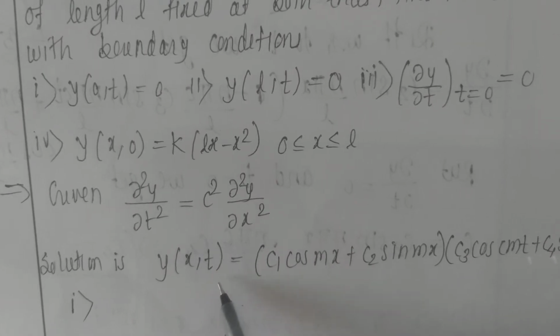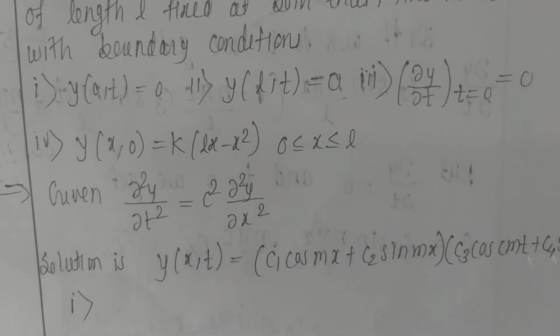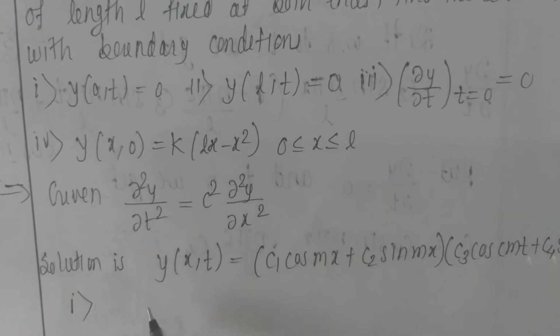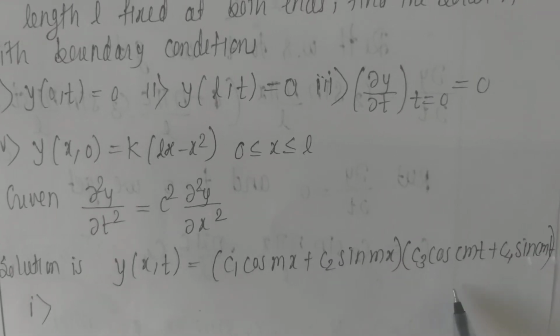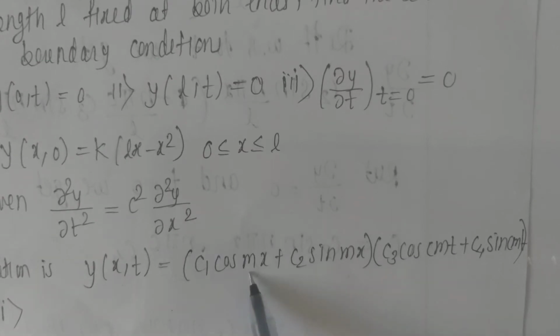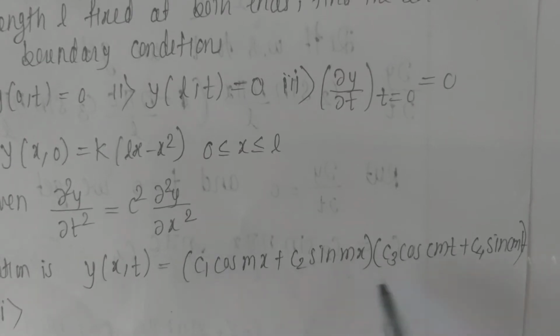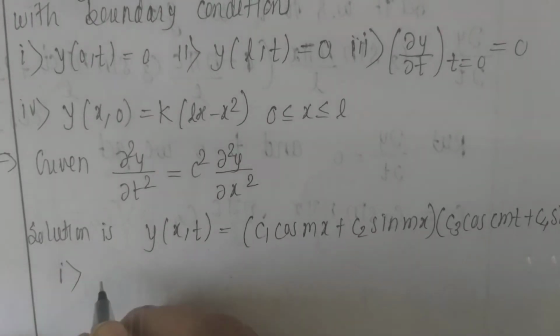In the previous problem we found out how we get this solution, but here we consider this solution and after that we find the corresponding constants. So for the wave equation, the solution is y of x,t is equal to (c1 into cos mx plus c2 into sin mx) times (c3 cos cmt plus c4 sin cmt). Instead of m, you can write any constant, it may be p, q, any constant. Now the first condition is given.